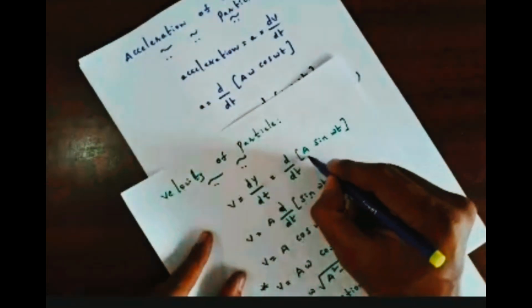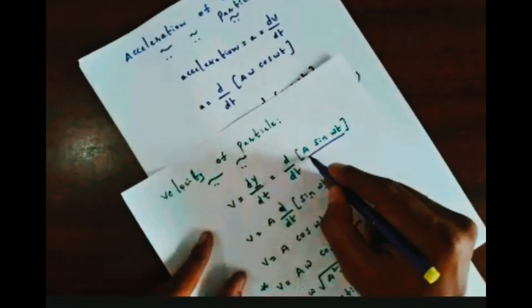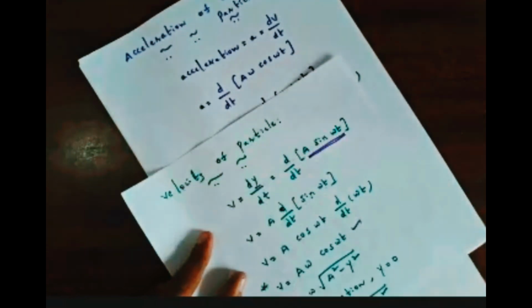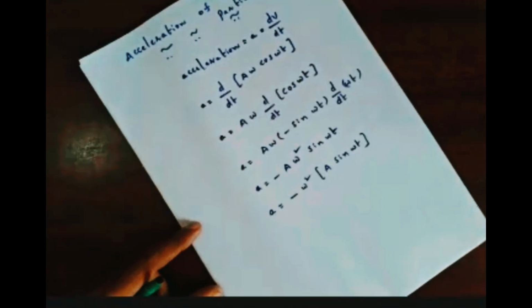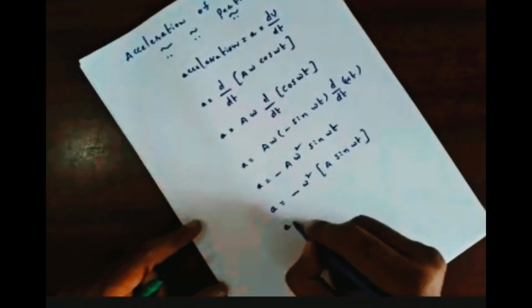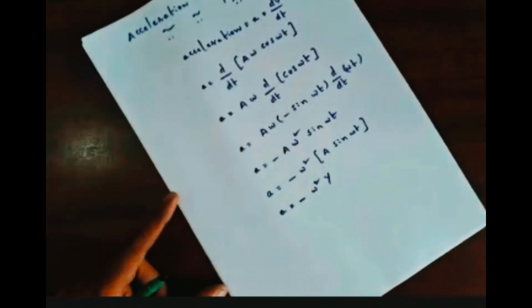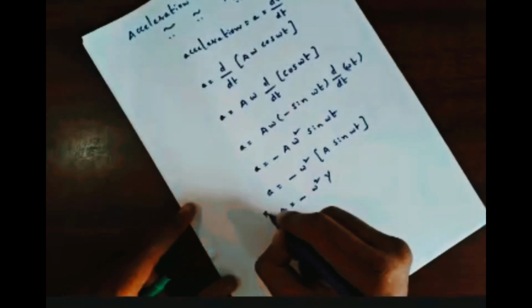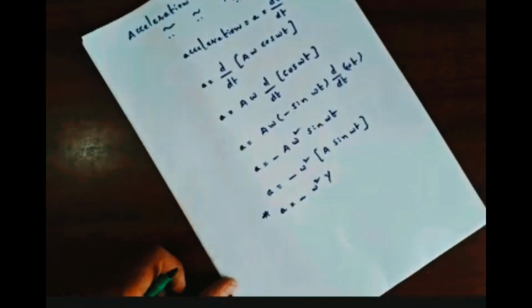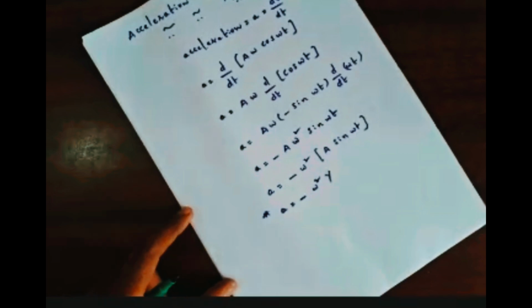So what is a sine omega t? It is nothing but y. So now I replace a sine omega t in a = minus omega square a sine omega t with y. This is the formula of acceleration of the simple harmonic oscillator. If a particle is in simple harmonic motion, the acceleration of the particle is a = minus omega square y.